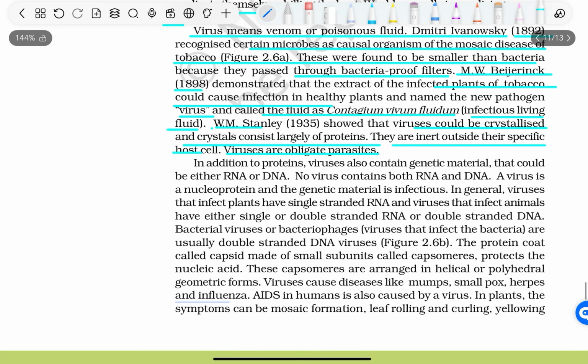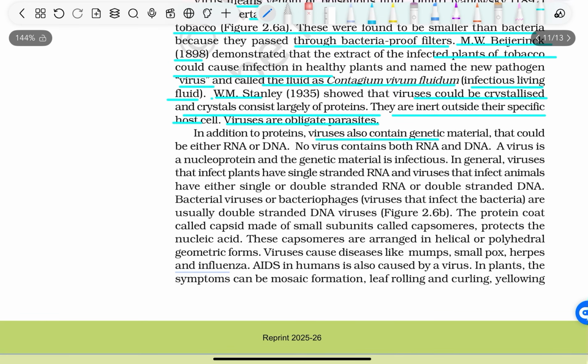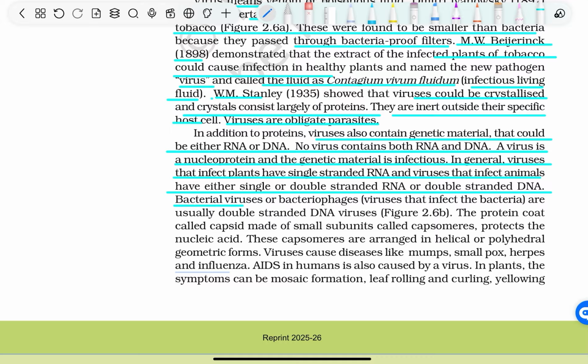Viruses are obligate parasites. In addition to protein, viruses also contain genetic material that could be either RNA or DNA. No virus contains both RNA and DNA. A virus is a nucleoprotein and the genetic material is infectious. In general, viruses that infect plants have single-stranded RNA, and viruses that infect animals have either single or double-stranded RNA or double-stranded DNA. Bacterial viruses or bacteriophages, viruses that infect bacteria, are usually double-stranded DNA viruses. The protein coat called capsid, made up of small subunits called capsomers, protects the nucleic acid. These capsomers are arranged in helical or polyhedral geometric forms.